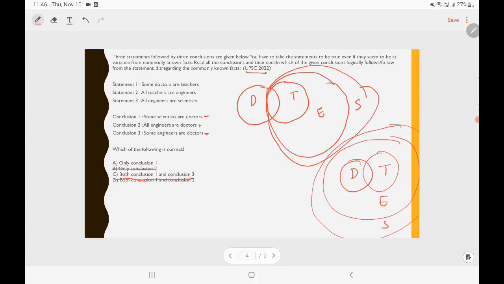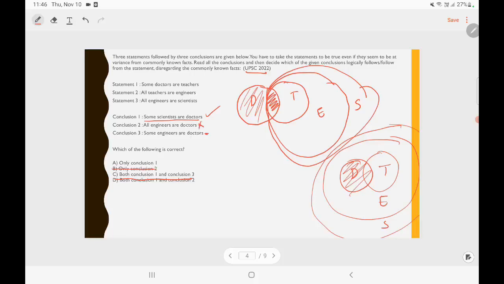So conclusion 1 says that some scientists are doctors. Yes, this much scientists are doctors. Here also this much scientists are doctors. So in both cases it is correct. So this conclusion is correct. And conclusion 2, all engineers are doctors. No, this is wrong. This much doctors are not engineers, right? And there are this much engineers who are not doctors. So conclusion 2 is wrong anyways.